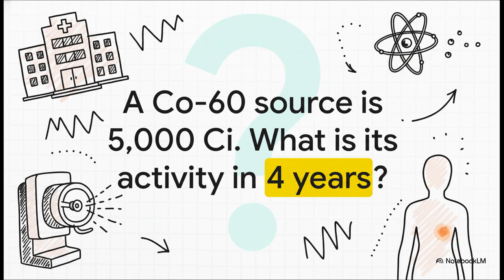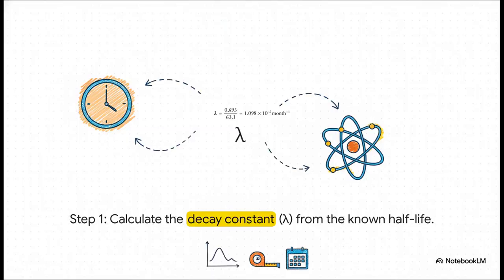A hospital is using a powerful cobalt-60 source for radiation therapy. Now, they absolutely have to know its precise strength to give the patient the correct dose. So, we know its half-life. How much of its initial 5,000 curies of activity is going to be left after 4 years? Okay, step one, we know the half-life of cobalt-60. We can just look that up.